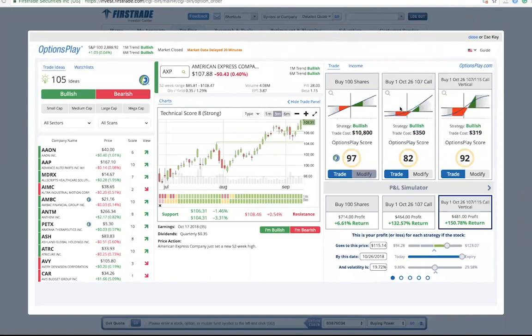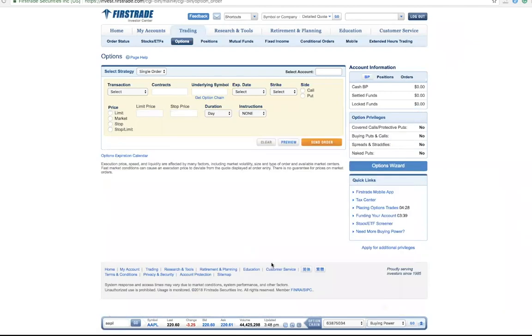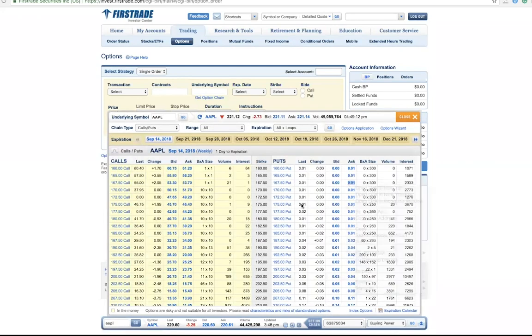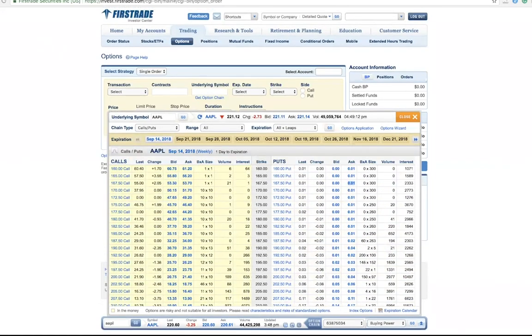The other chart with all the options. Oh, okay. So this is when you're on the OptionsPlay page. When you're on your Firstrade page, at the very bottom, there's a little box here. It allows you to get a quick quote, and there's a button here that says option chain. When you click on the option chain, that will pull up the full option chain, that's exactly what I'm displaying here.